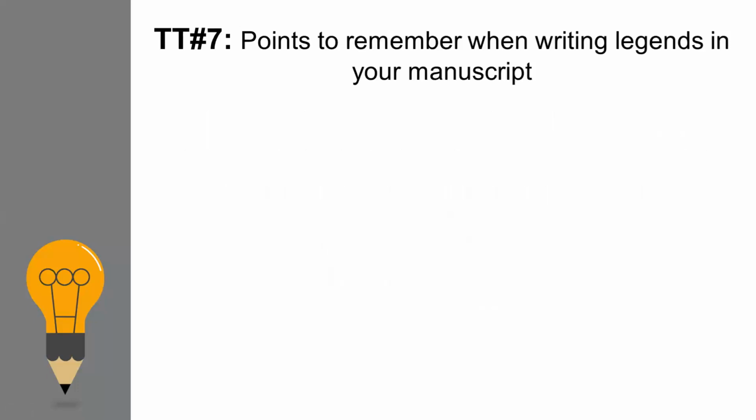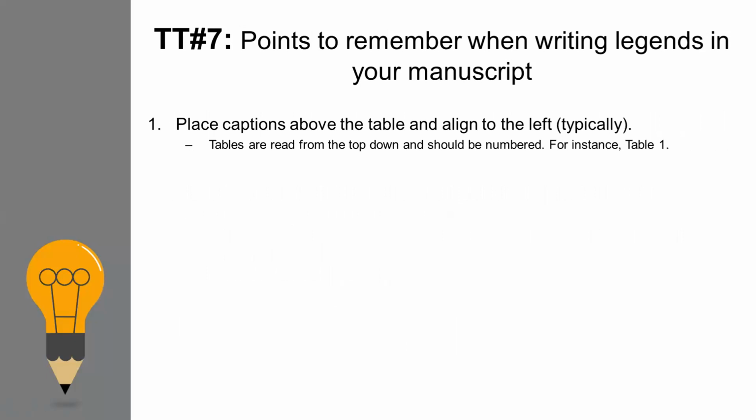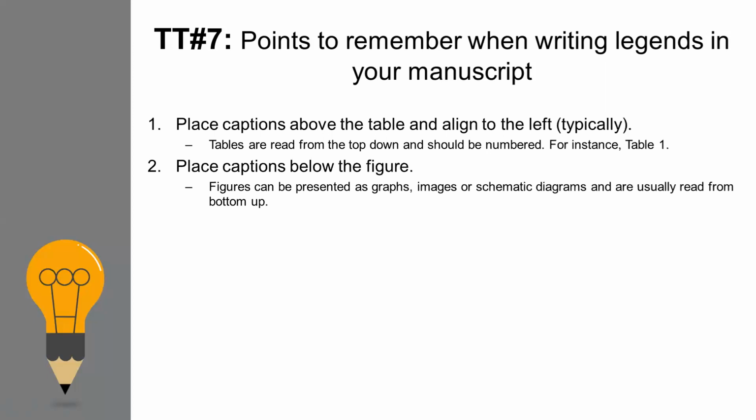So, in a nutshell, what are the points to remember when writing legends in your manuscript? Let's see. First, place captions above the table and align to the left, typically. Tables are read from the top down and should be numbered, for instance, Table 1 followed by the legend.